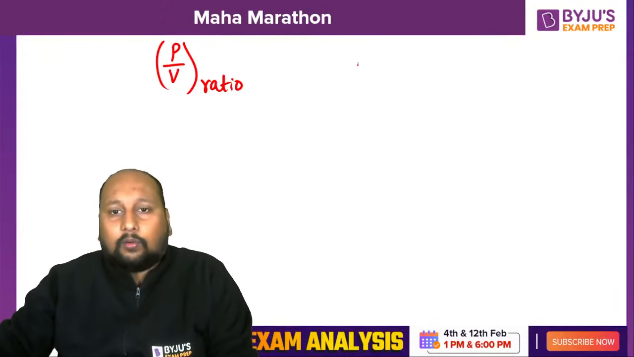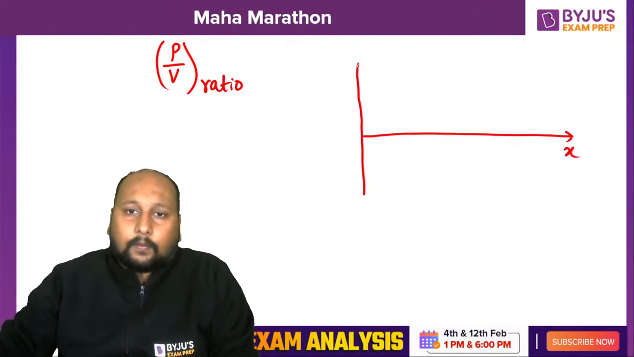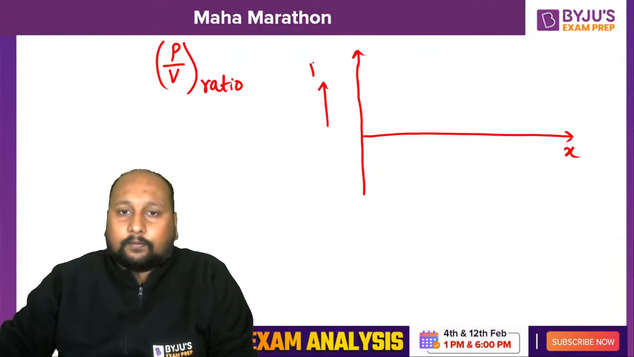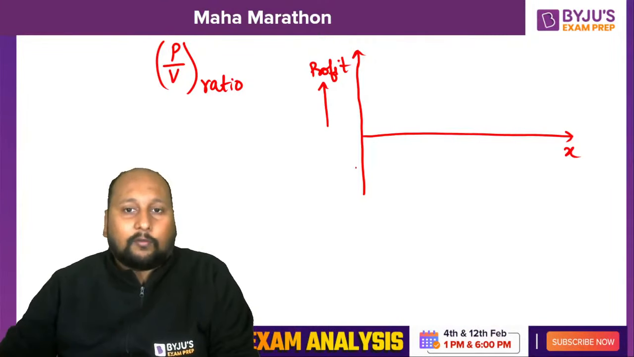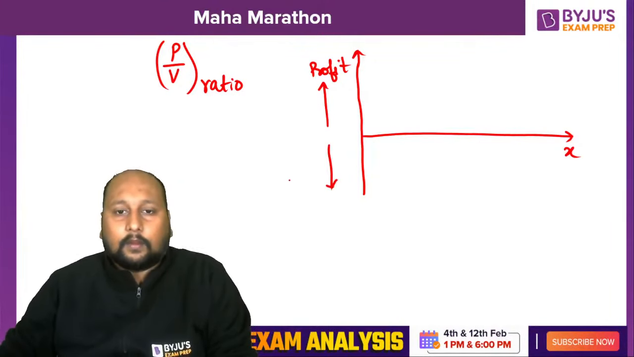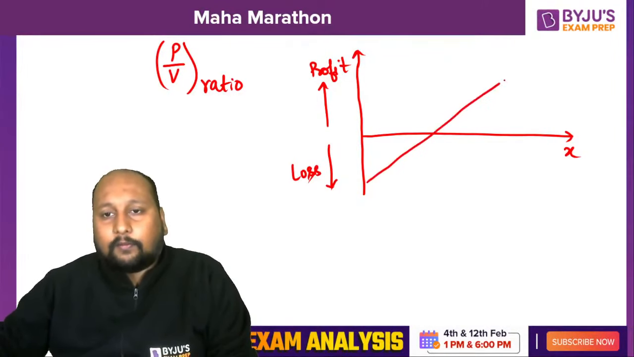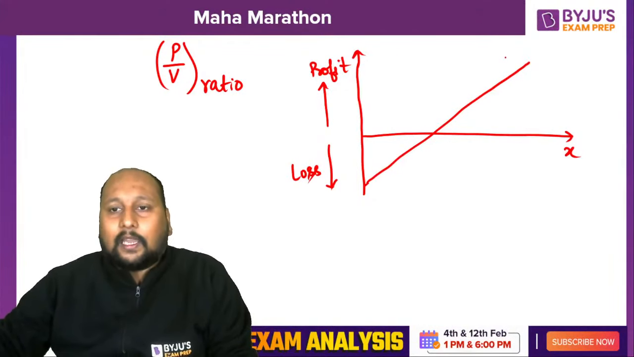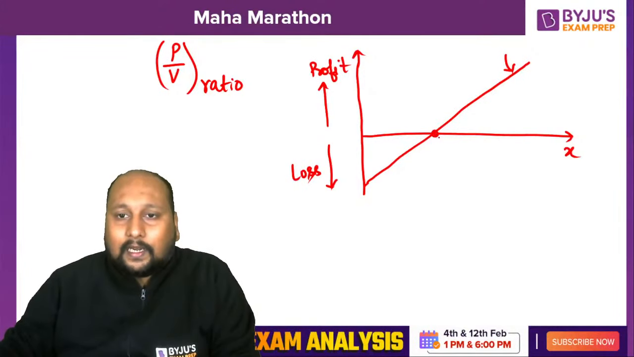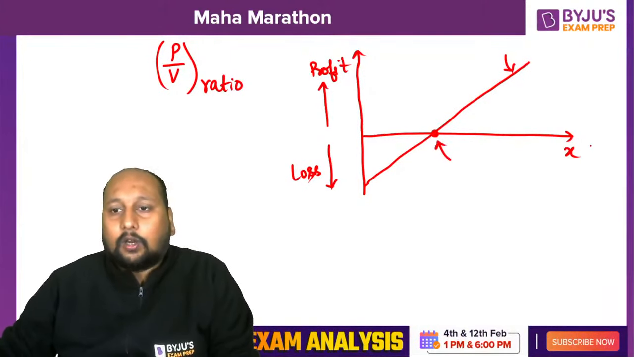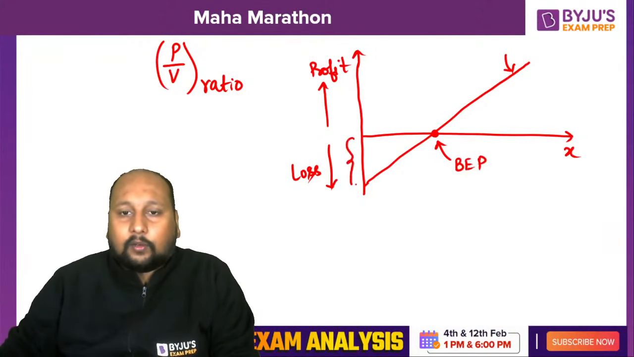If I try to explain with the help of a graph, this is the volume of production, and this is profit. What is the meaning of negative profit? Negative profit means we are talking about loss. This line resembles the profit to volume line, and the point where it intersects the x-axis, the volume of production, we call the break-even point. And this particular value is F.